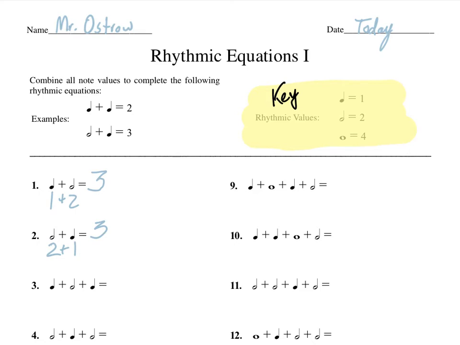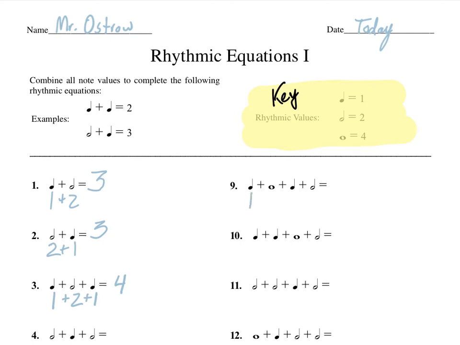Number 3, now you shouldn't need to even reference your guide. You have a quarter note plus a half note plus a quarter note. So 1, 2, 3, 4. And you can do the ones 4 through 7 on the bottom of the page. I'm going to go ahead and skip to number 9. The right side of the page is going to be a little harder.